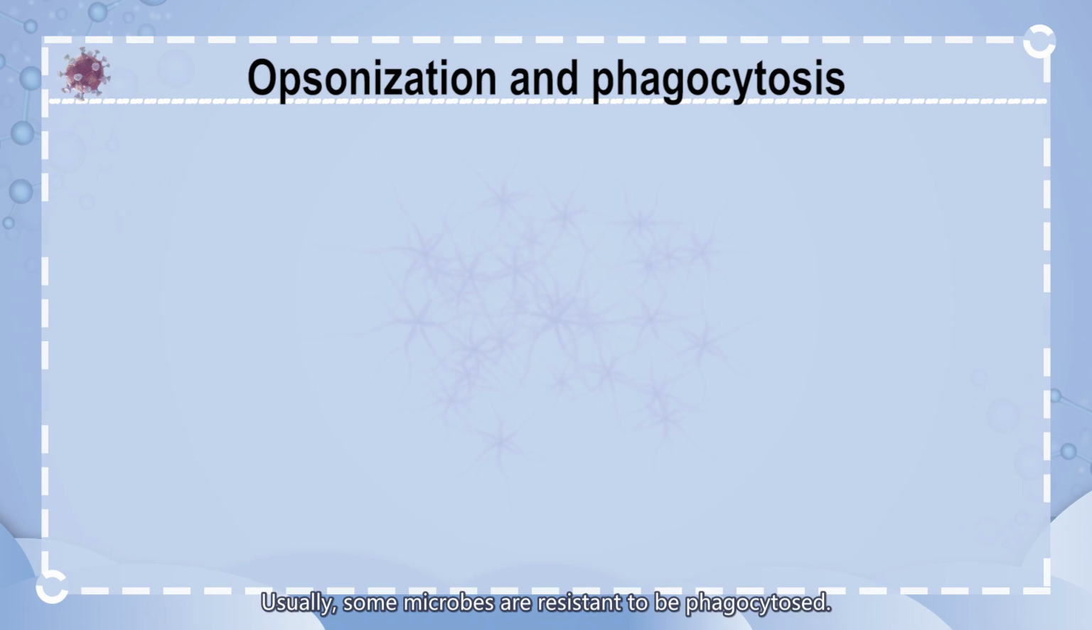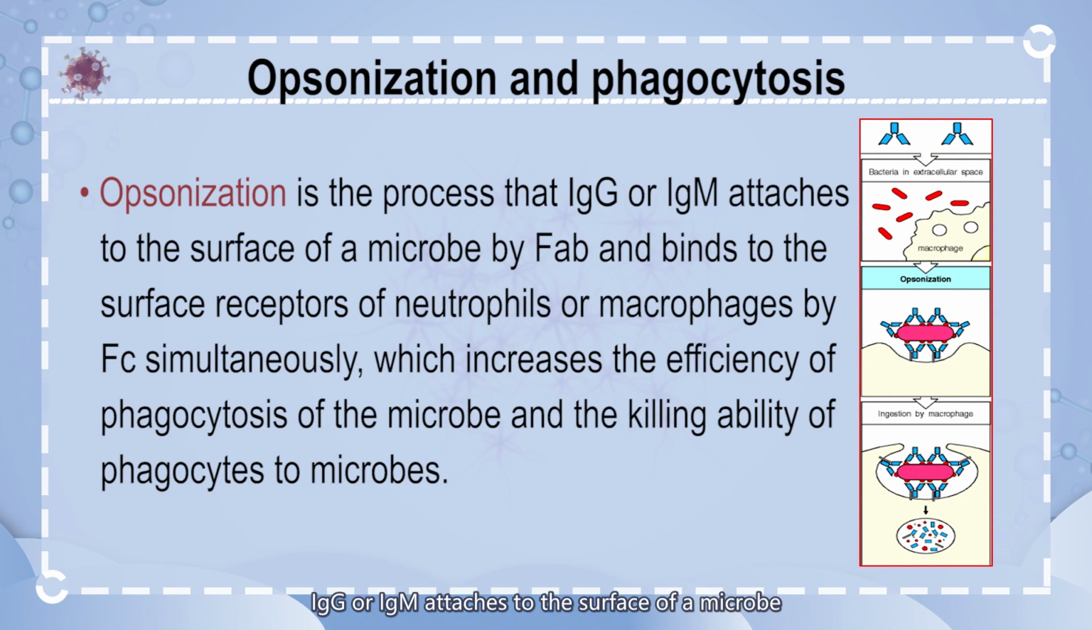Usually, some microbes are resistant to phagocytosis. IgG or IgM attaches to the surface of a microbe by Fab and binds to the surface receptors of neutrophils or macrophages by Fc simultaneously. So, antibodies act as a bridge between microbes and phagocytes, which increases the efficiency of phagocytosis and the killing ability of phagocytes to microbes.